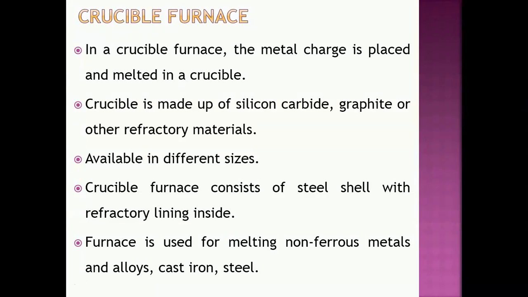Good morning student friends. In this video we will see the crucible furnace used in the foundry industry. This crucible furnace is a batch type of furnace. It is not a continuous furnace, and it is not used for mass production. Again, these are small capacity furnaces.